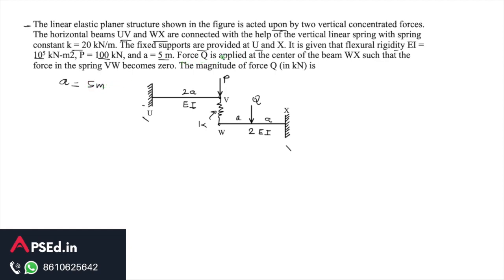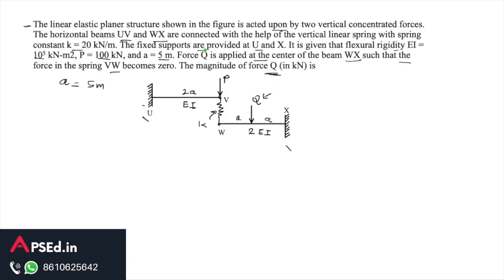Then it says force Q is applied at the center of the beam WX such that the force in the spring VW becomes 0. Then the magnitude of force Q is, so this force Q is applied here at the center of this WX beam in such a way that there is 0 force in the spring. Then we have to find out the value of this force Q.